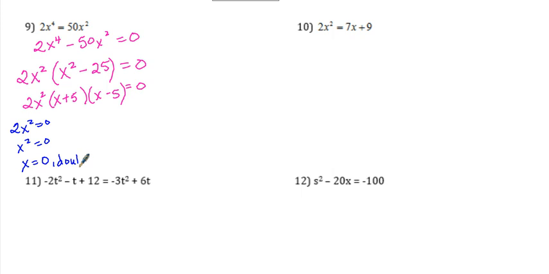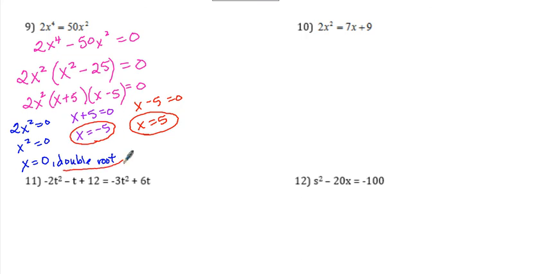It's got a double root. It actually hits 0 twice. And we'll learn more about double roots in further units. Let's continue with our list of factors that we need to set equal to 0. X plus 5 set equal to 0. X is -5. X minus 5 set equal to 0. X is 5. So these are the 4 answers. Technically you have 0 twice. Those are my 4 answers to this power of 4 equation.